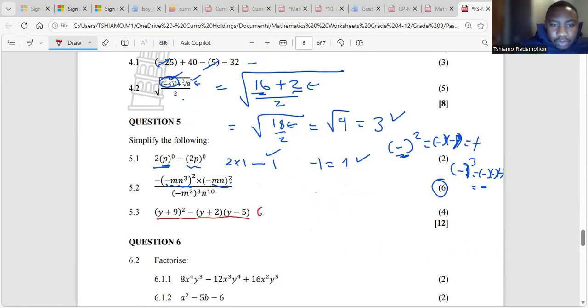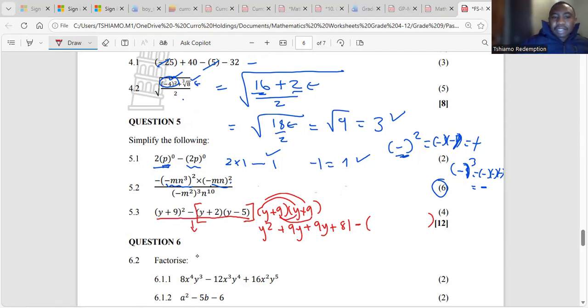So with this one, the first one, y plus 9 expanded with y plus 9. So this becomes y squared. This becomes plus 9y. And that becomes plus 9y. And that becomes plus 81. Minus, because of the negative, everything that comes after here, I'm going to put it inside the bracket because of the negative sign there. So y squared minus 5y plus 2y minus 10.